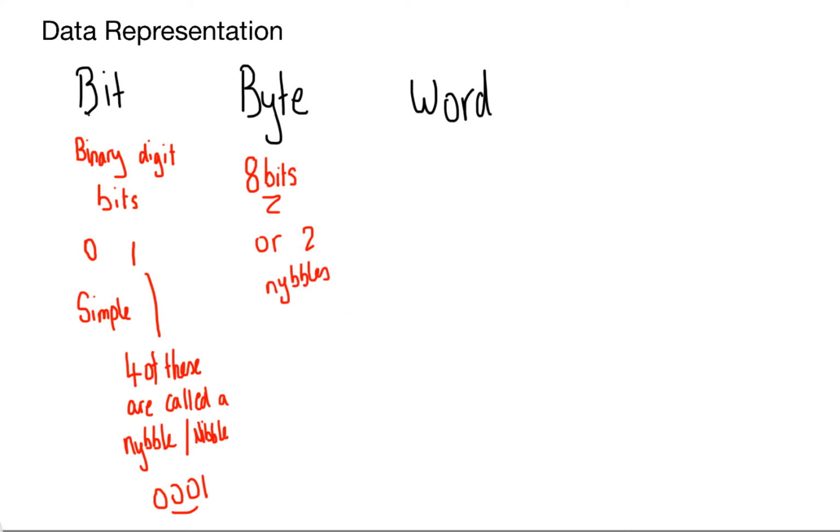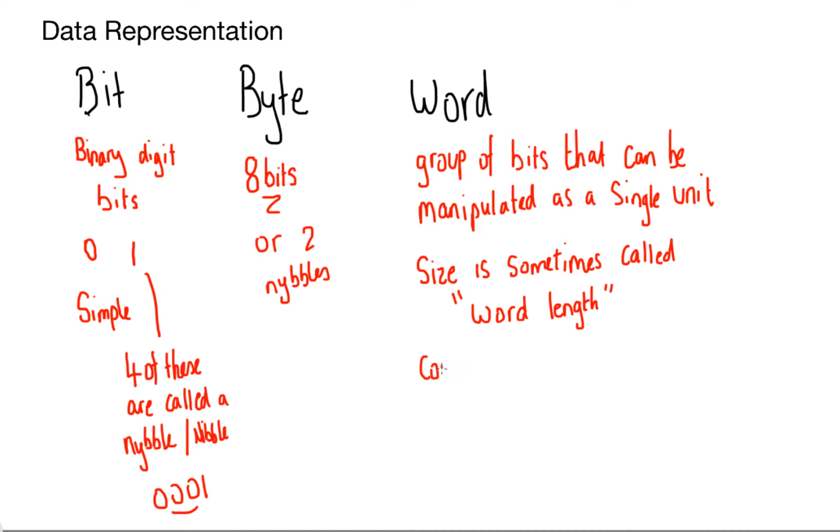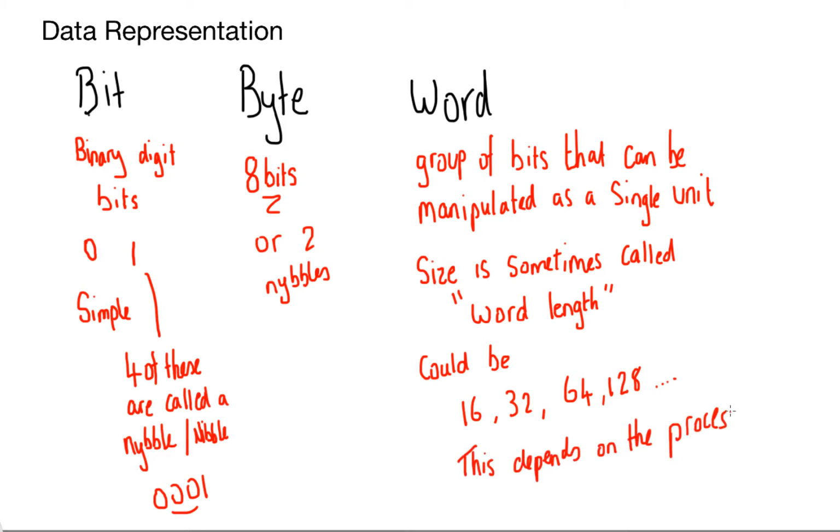A word is just a group of bits that can be manipulated as a single unit. The size of a word is sometimes referred to as the word length, and this could be 16, 32, 64, or even 128 bits and so on. But all this depends on your processor. The bigger the words are, the faster the operations of your processor. And this is because we can take in or output more information at one time.